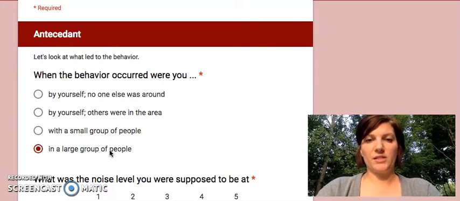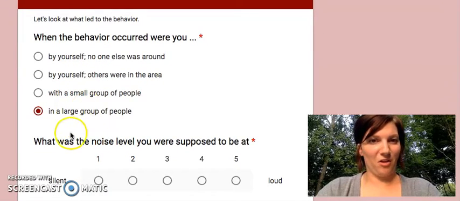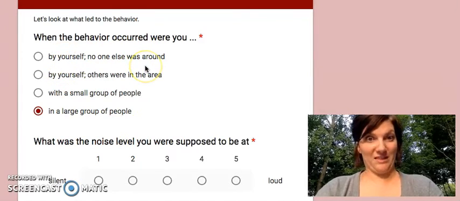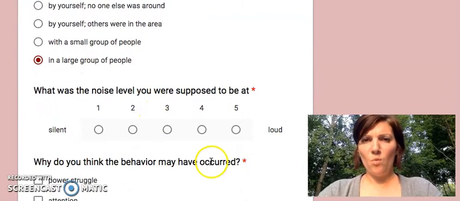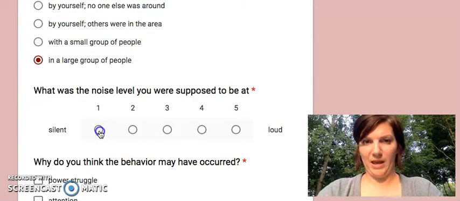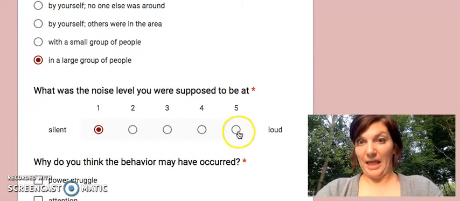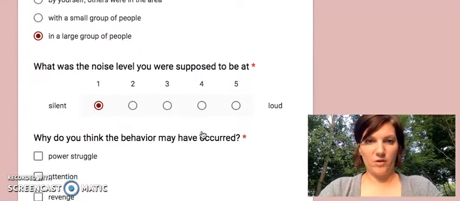This is going to help us to see trends in, okay, the student tends to make bad decisions around large groups of people, or the student tends to have behavior problems when they're by themselves and no one else is around. So it'll help us to see those. What was the noise level you were supposed to be at? Maybe it was supposed to be quiet in the classroom and they were loud. Maybe it was loud and that noise makes them out of control. It's again going to help us see some trends.